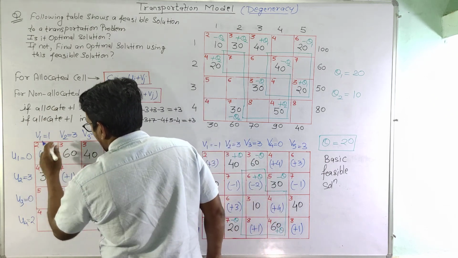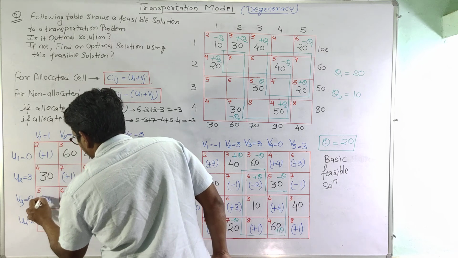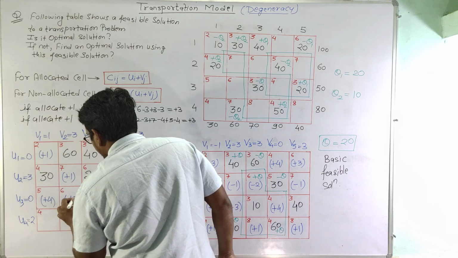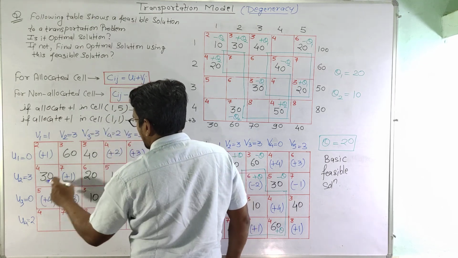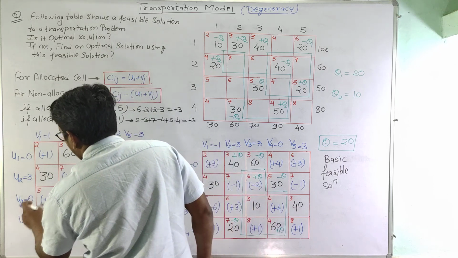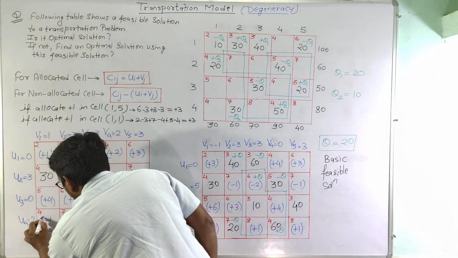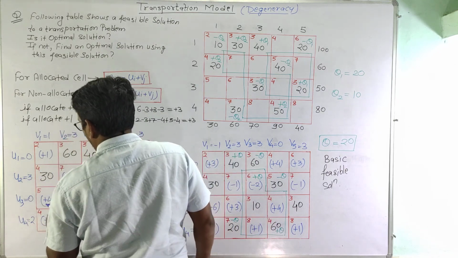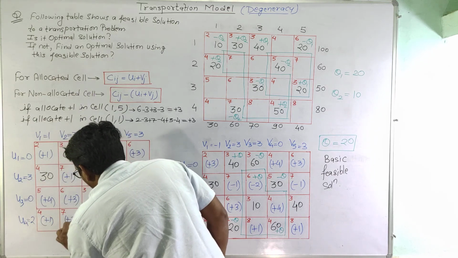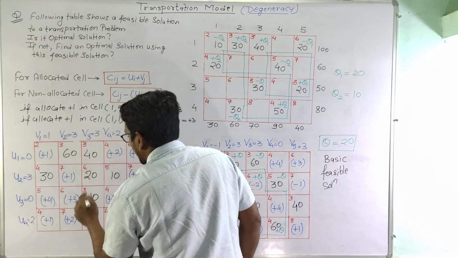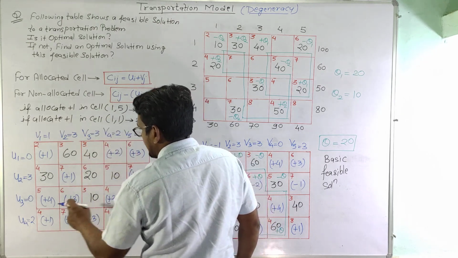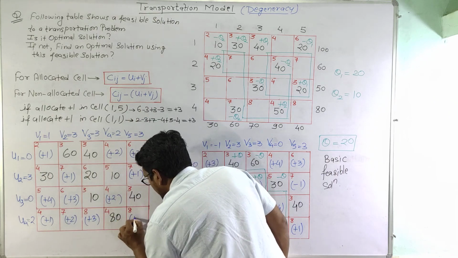Here 5 minus of 1 is plus 4. 6 minus of 3 is plus 3. 4 minus of 2 is plus 2. And 4 minus of 3 is plus 1. 7 minus of 3 plus 2, 5. 7 minus 5 is plus 2. And 8 minus 5 is plus 3. Similarly, we have 8 minus 5, again we have plus 3.